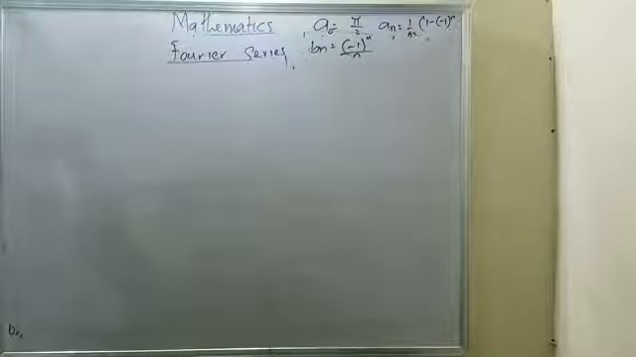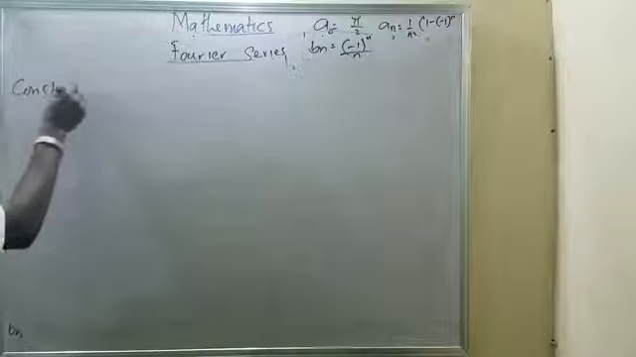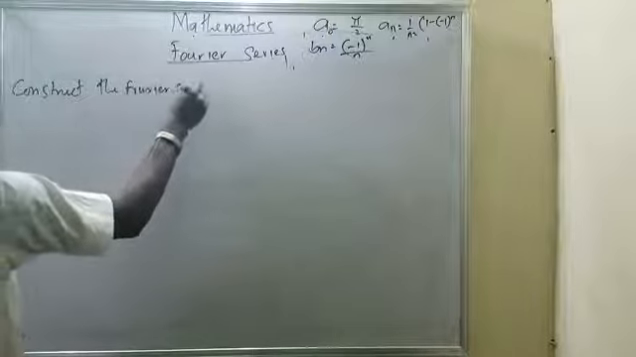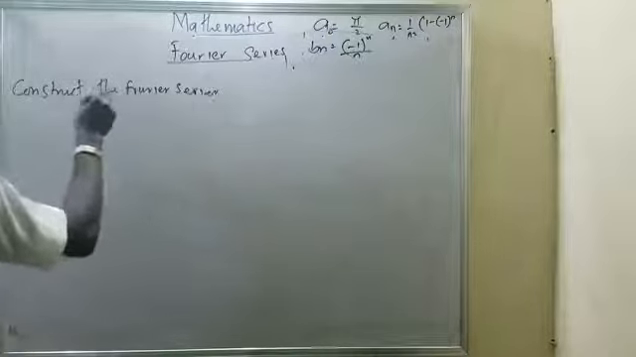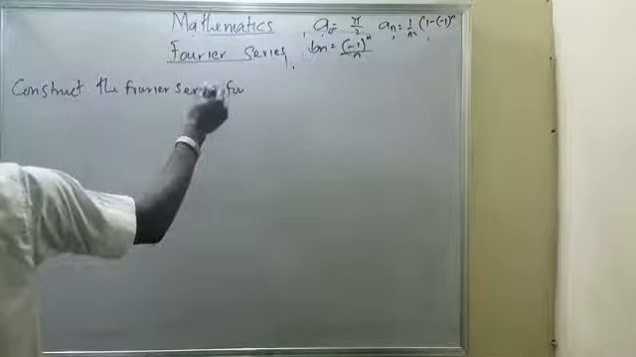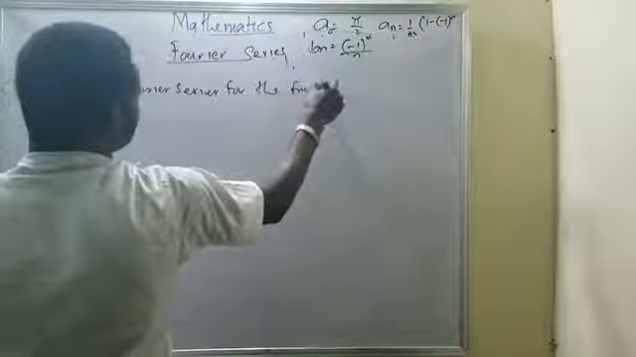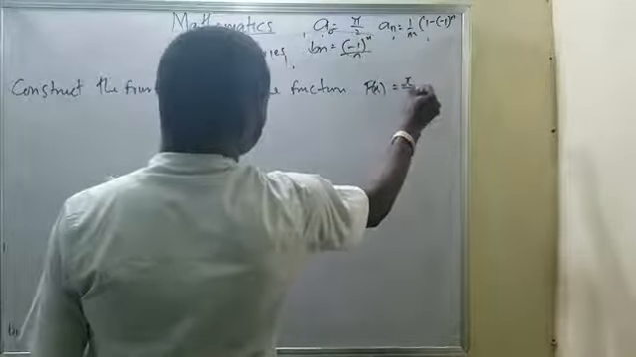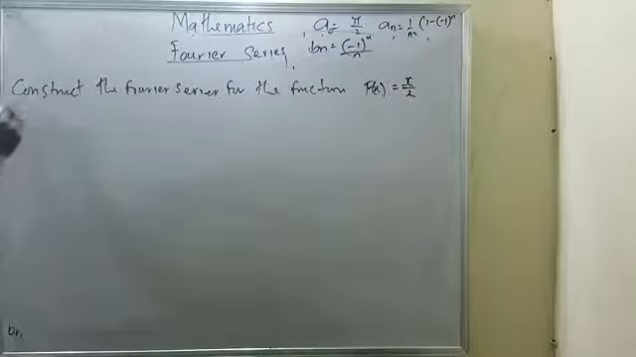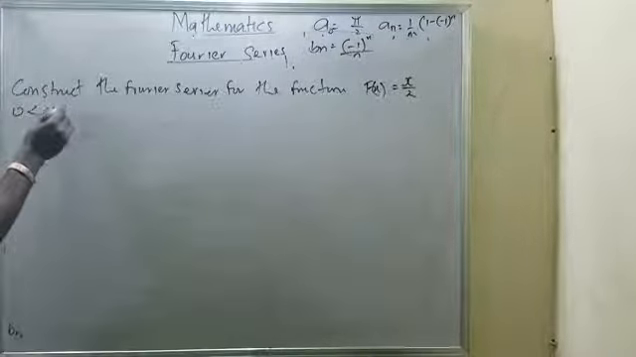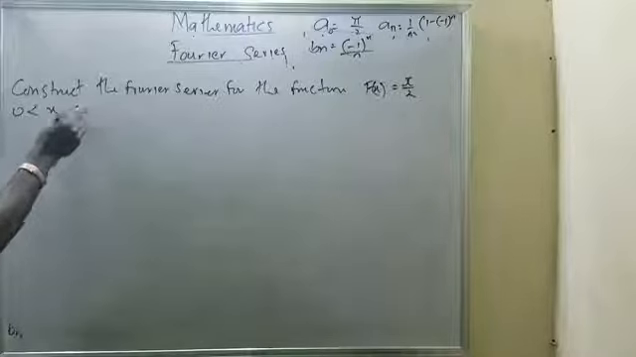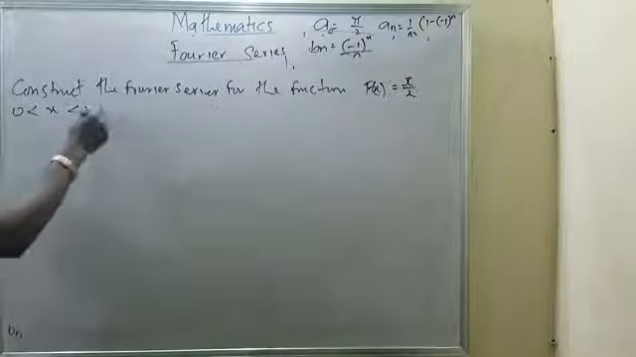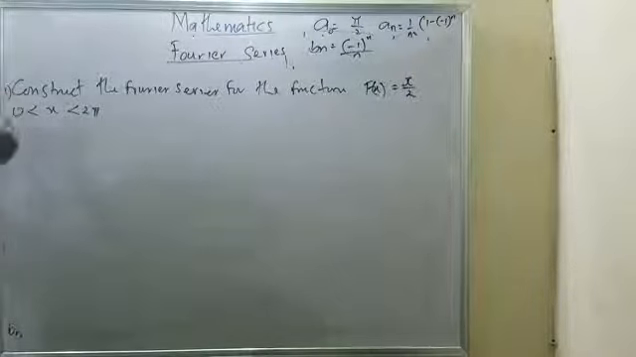Just construct the Fourier series for the function f of x equals to x all over 2 from the interval 0 to 2 pi. Okay, and another one, number 2.